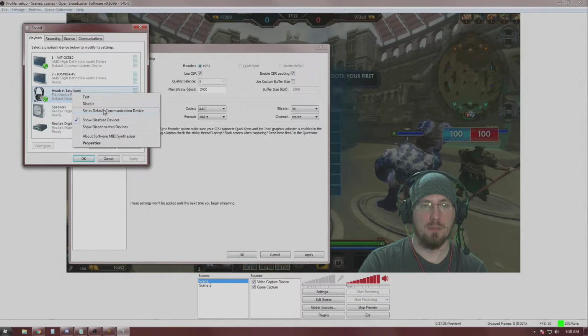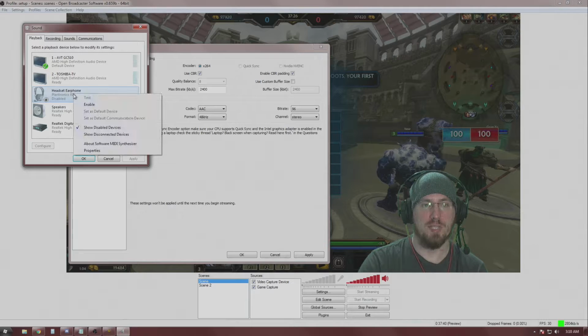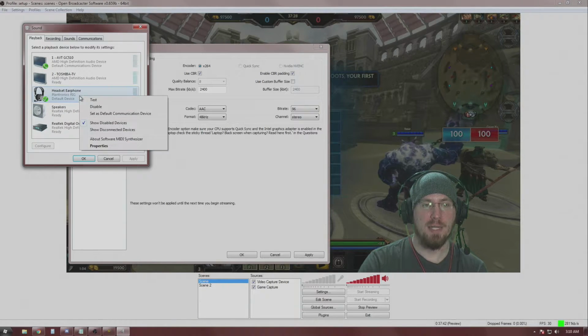Whoops, did I disable this? No, I did not. Okay, disable, and then I would enable. Now, if you see this go away, and you can't see it, it's because show disabled devices is not checked.